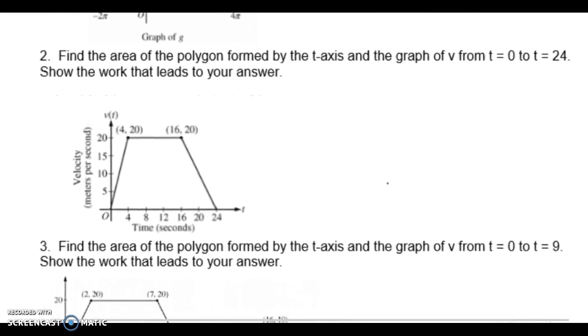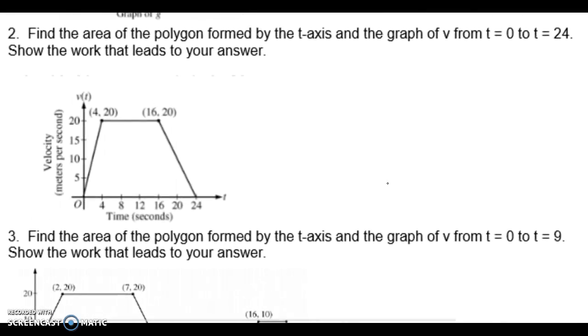So as an example, like number 2 here, find the area of the polygon formed by the t-axis and the graph of v from t equals 0 to t equals 24. So telling you specifically, only look in this area. The first thing I notice is that it looks like we have another trapezoid. I can drop in my vertical lines right here and here. And what I've done is I've broken that down into a rectangle and two right triangles.